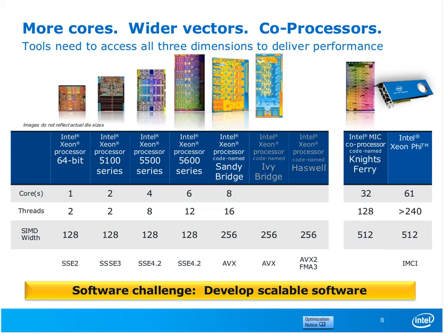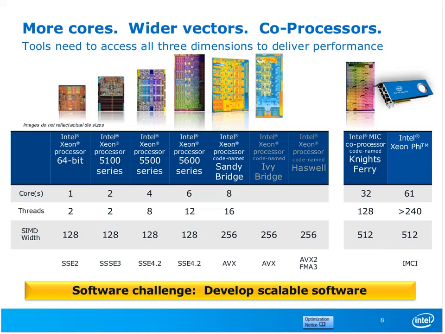The instruction set continues to increase as well. So we go from SSE2 to AVX. Haswell will have AVX2, FMA3, right? So as you can imagine, right, core counts, multiple threads, SIMD width, all of these are very important features to take advantage of. And the challenge to a developer is, as we have more cores, wider vectors, and co-processors on the right, how do you develop scalable software?